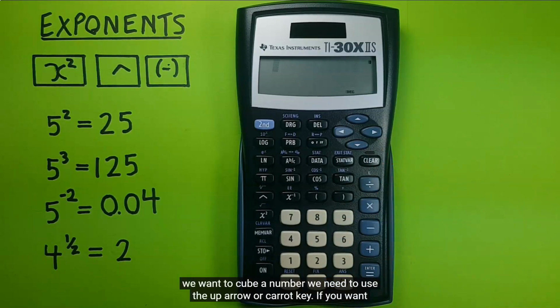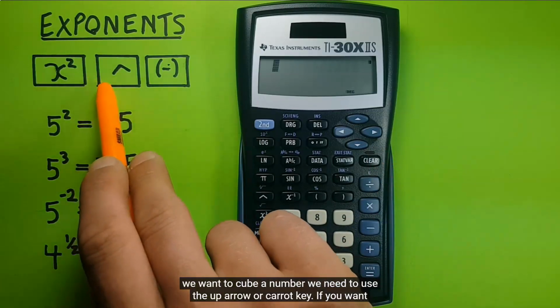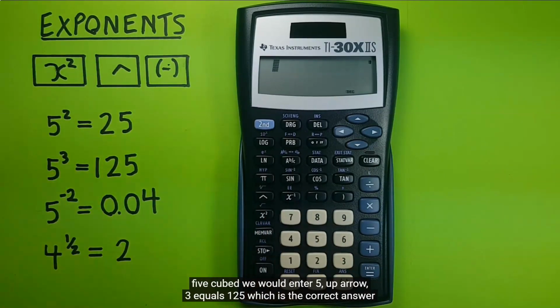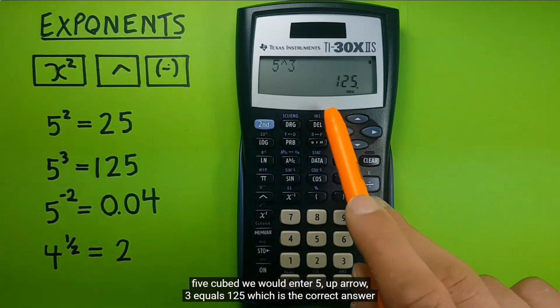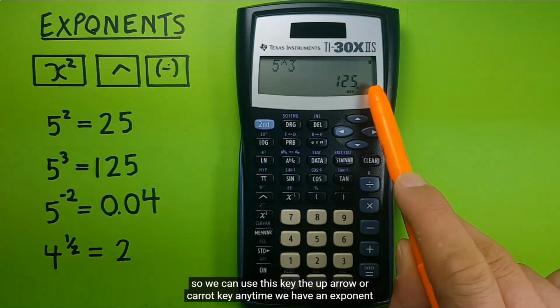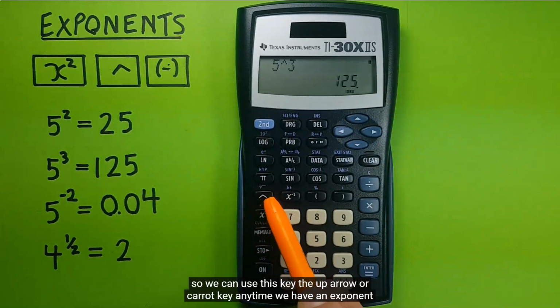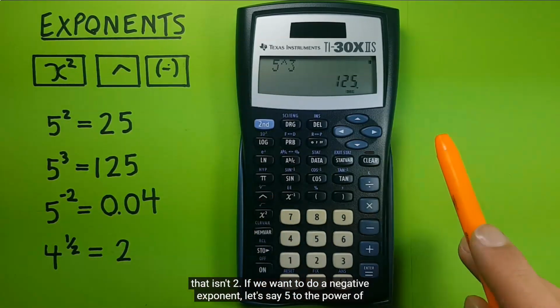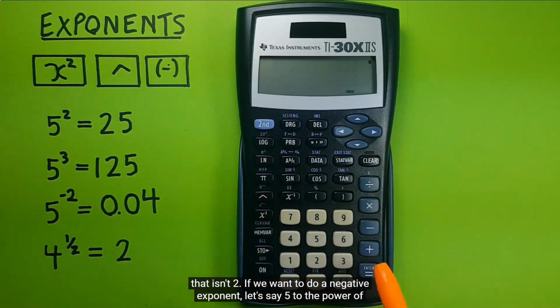If we want to cube a number, we need to use the up arrow or caret key. If we want 5 cubed, we would enter 5, up arrow, 3, equals, 125, which is the correct answer. So we can use this key, the up arrow or caret key, anytime we have an exponent that isn't 2.